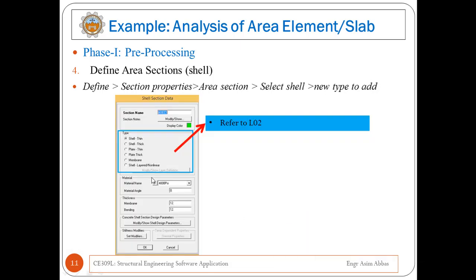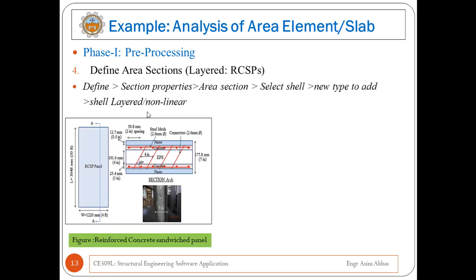Now let's see how to define a shell layered cross section. An area layered section contains interconnected layers of the same or different materials cast in the form of distinct layers, right? In the figure, the reinforced concrete sandwich panel is shown, and it is one example of an area layered section. Excluding the polyester, the reinforced concrete sandwich panel is composed of 5 layers. The first layer is the concrete, this pink layer, and for example its thickness is 1.5 inches.